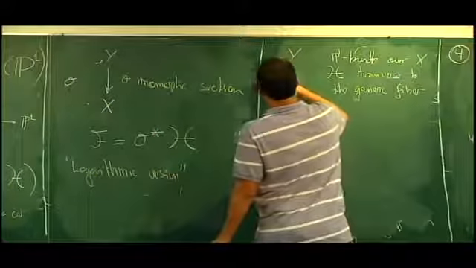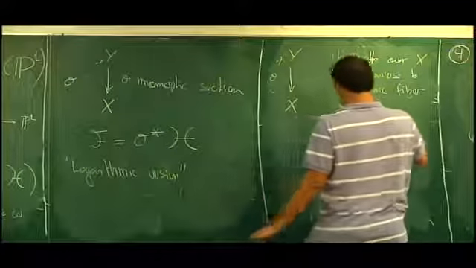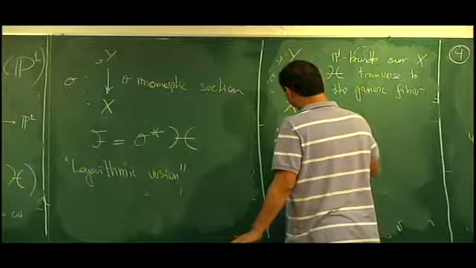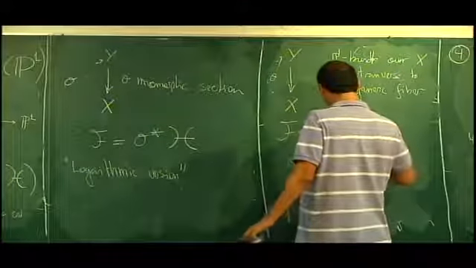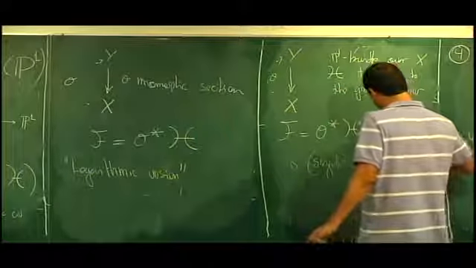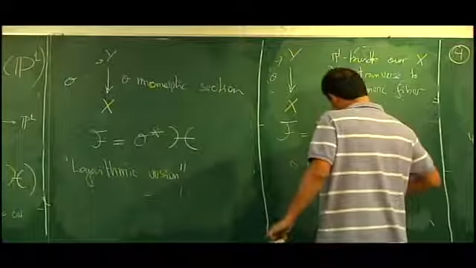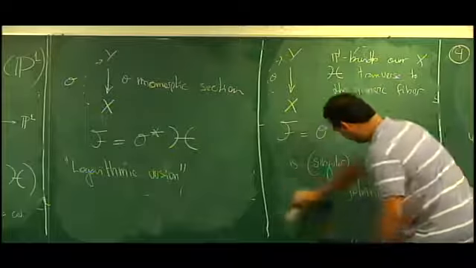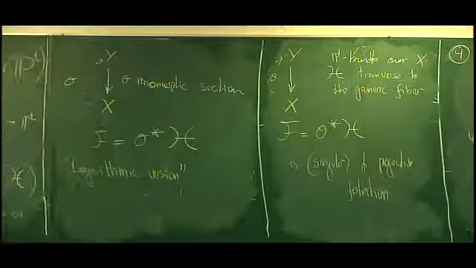And the pullback of H by this section is what we call a singular transversally projective foliation. Okay, so these are really new examples.